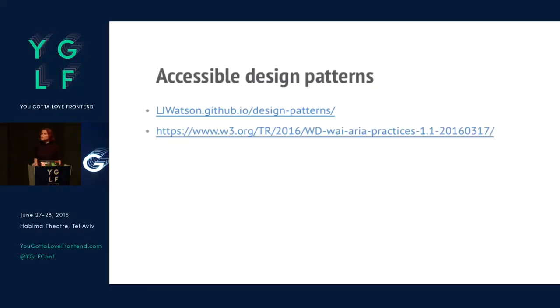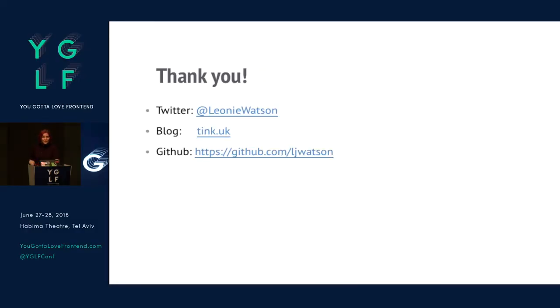Just to finish off, if you want to get any of the design patterns I've mentioned here, there are a few more there on my GitHub site. There is also an authoring practices guide being developed for ARIA 1.1, and it's not quite finished yet. There's already a lot of useful information, but in due course, that'll have working examples of these design patterns and many, many more. So it's a good place to go if you're looking for ideas on where to start with coding accessibly. And that's me done.